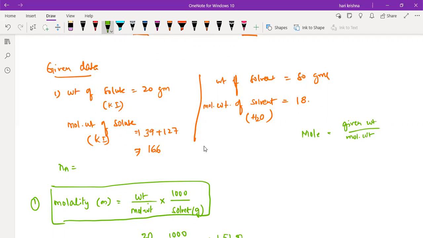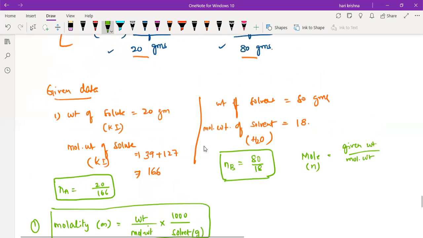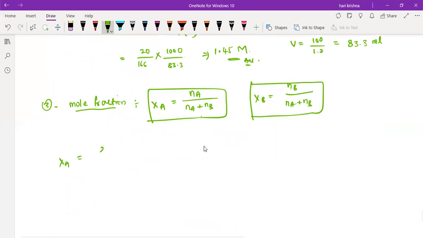That is only the mole formula. So if you want Na, mole is nothing but N. So given weight is how much? 20 by 166 here. What about Nb here? 80 by 18. So this is the Nb value. So Nb is 80 by 18 and Na is 20 by 166. Okay. So just go through it. Substitute the values here. XA equal to 20 by 166 by 20 by 166 plus 80 by 18.